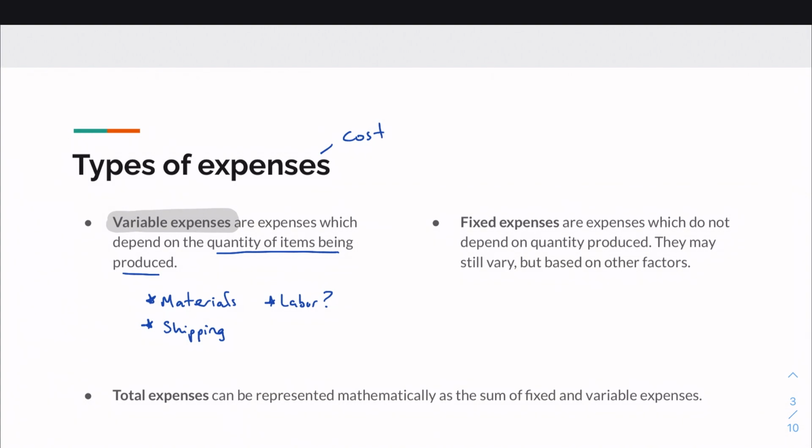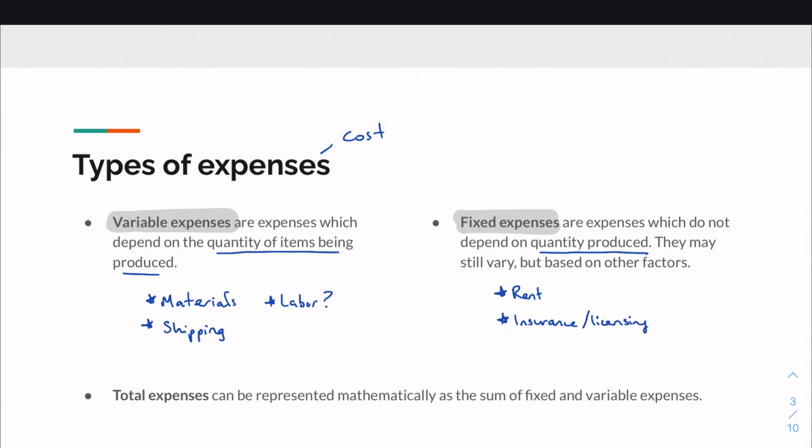On the other side of this, we have fixed expenses, and fixed expenses do not depend on the quantity produced. They may still vary based on other factors, but our key metric here is quantity produced, and fixed expenses do not change based on the quantity. So these would be things like rent of office space. These might be things like insurance or licensing. There are other examples too.